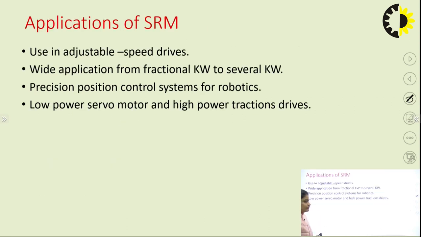So, these are some of the applications of the SRM motor. Nowadays, it can be used for variable speed drives, or for higher power ratings, like a wide range of traction. It can be used from kilowatts to several kilowatts, and it gives precise position control for robotics, low power servo motors, and high power traction drives. In a high power traction drive, this SRM motor can be used.